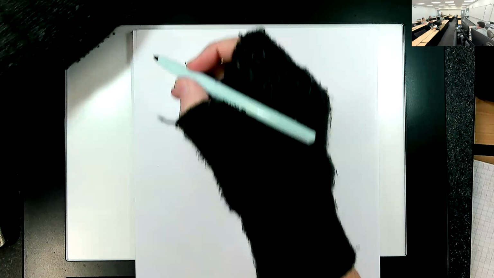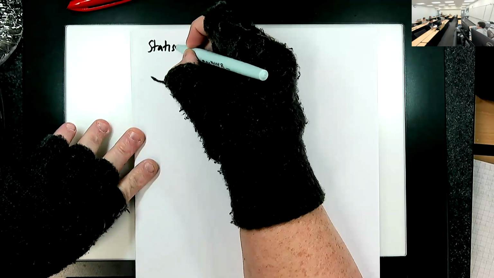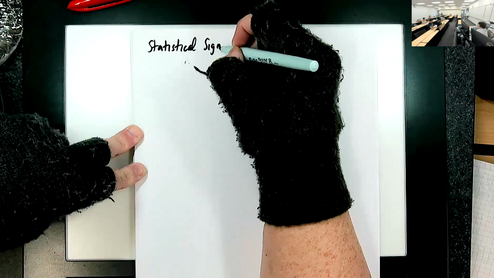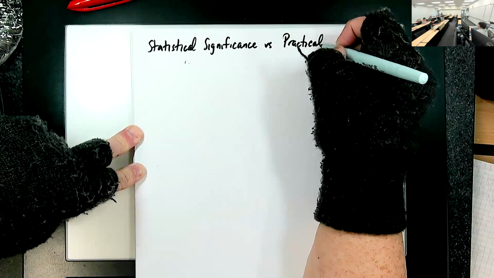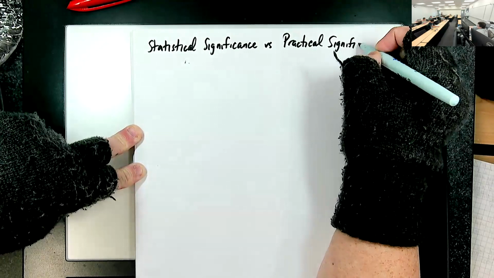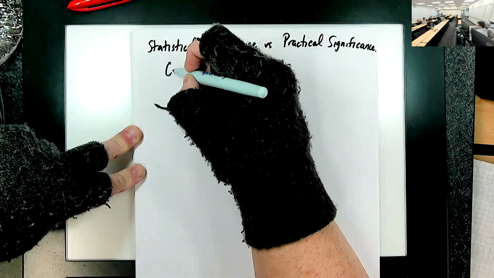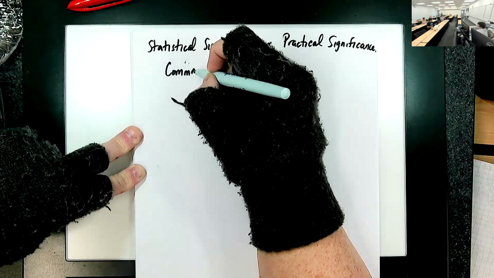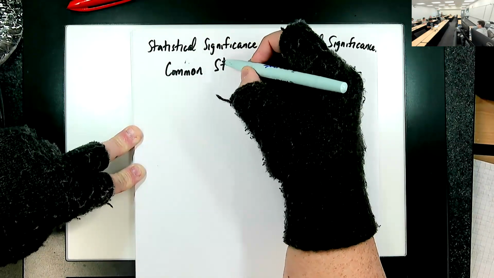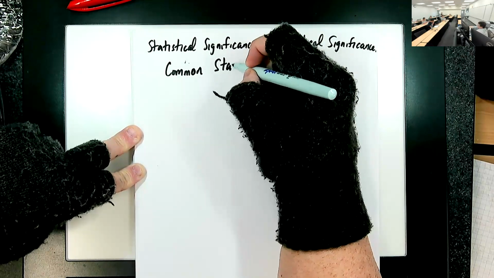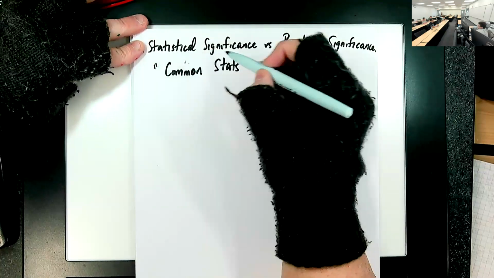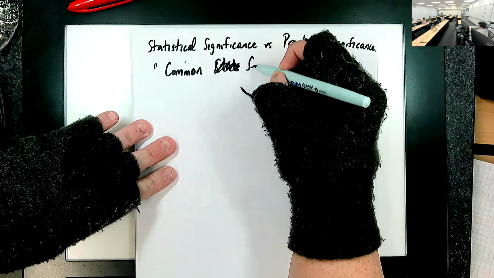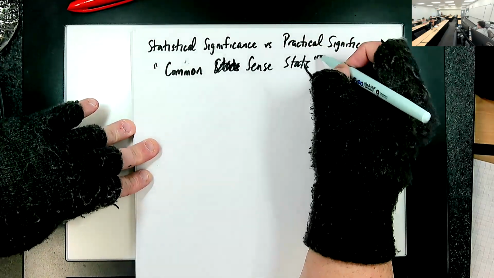There's one other topic that comes up, it's statistical significance versus practical significance. I like to call this common sense stats. Or is it still 10.2, sorry? I think it's 10.3. We haven't been in 10.2 for a while. Oh, is this 10.3 still? Yeah, we're still in chapter 10. I like to call this common sense stats. I didn't write that. That's my own terminology for it.